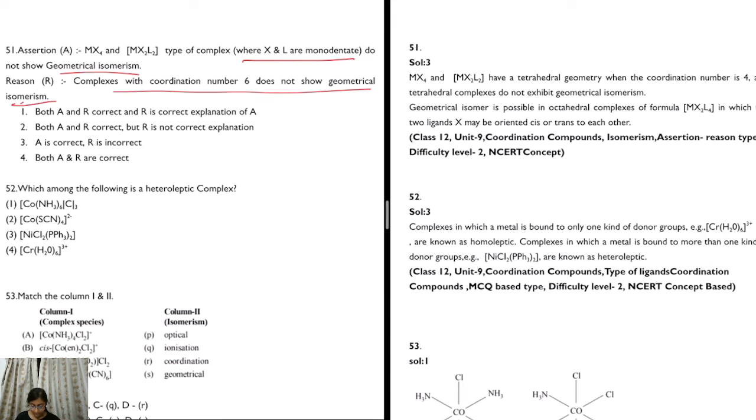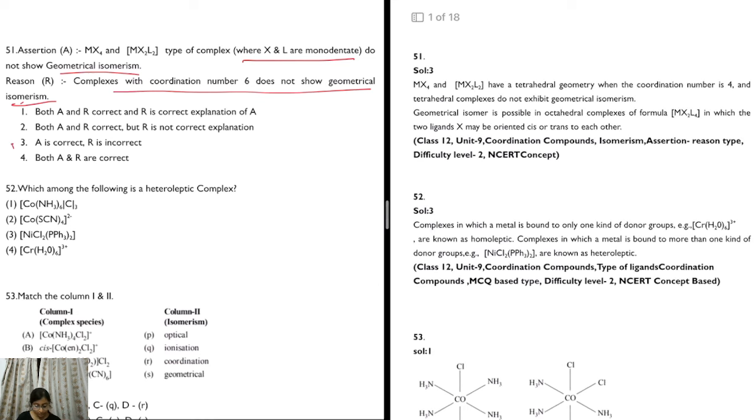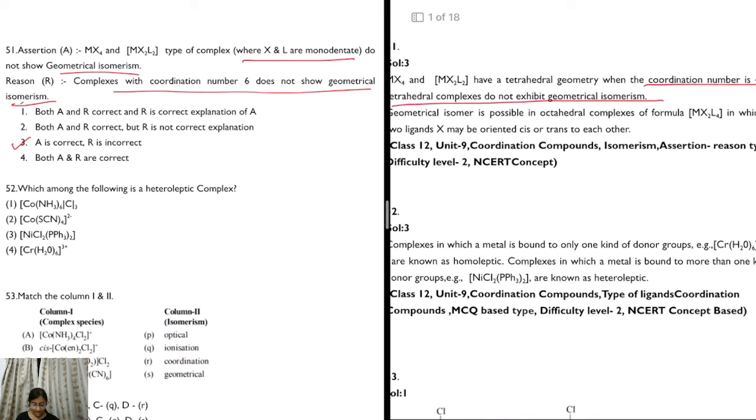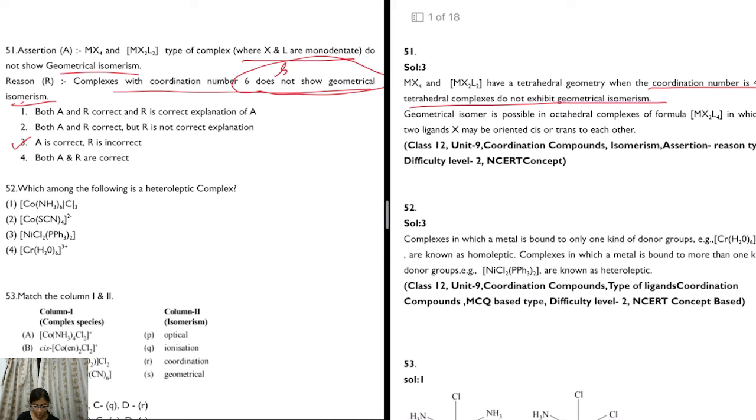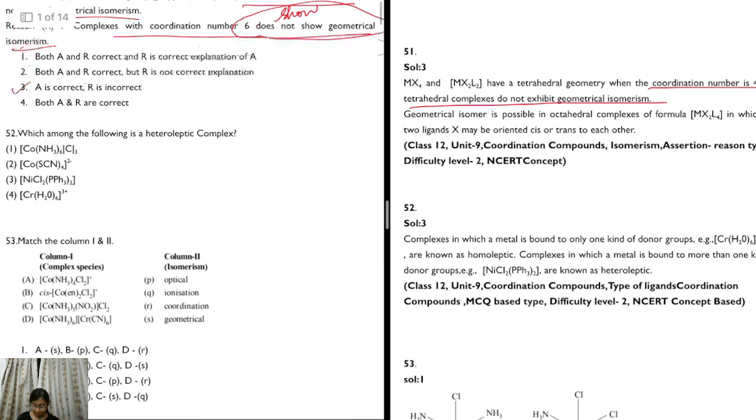Here this would be the correct option. Why? Because MX4 and MX2L2 have tetrahedral geometry. So, in tetrahedral geometry, they do not exhibit geometrical isomerism at all. And let's see the reason. The reason here is incorrect because cis-trans isomers do exist in coordination number 6. Okay, so it does show. So that is why our option is third.